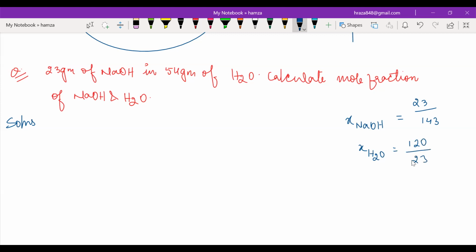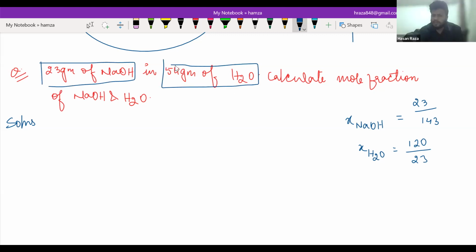I think it's wrong. Just see. This is given. Maybe it's a calculation mistake. Just see. Mole fraction of NaOH will have a formula. Hamza, please interact with me, otherwise you will be left behind with all this misconception. Okay.